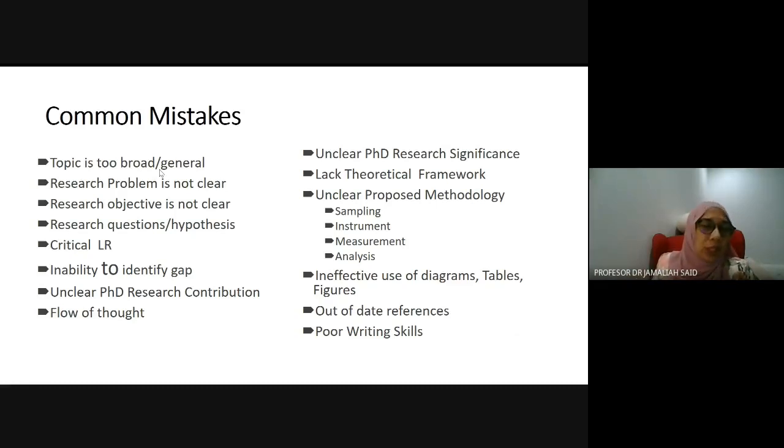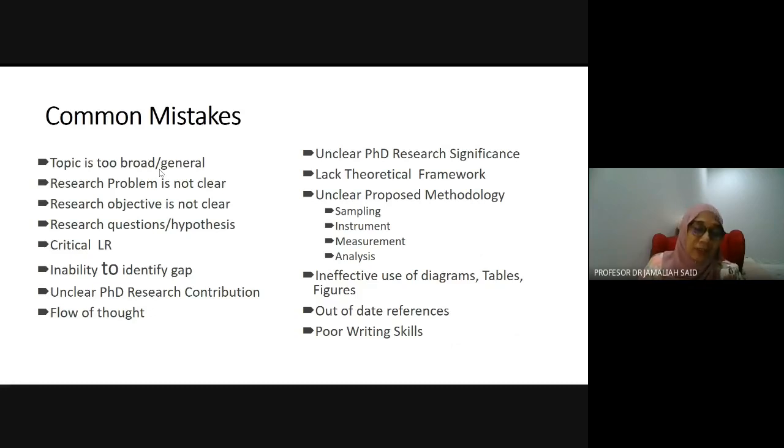research objective is not clear. If you have a strong theory, and your sample is very clear, I don't think you are going to have a problem in writing a good research objective. So research question, critical literature review, you are not able to write critical literature review. Okay, slowly, learn slowly, inshallah, one day you'll be able to write a good critical literature review.